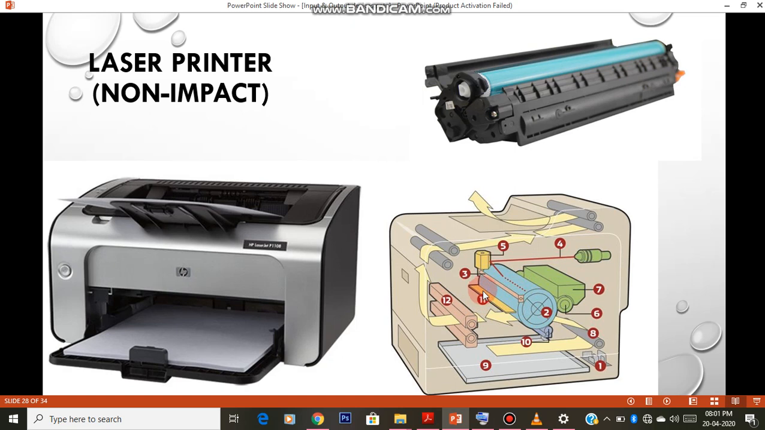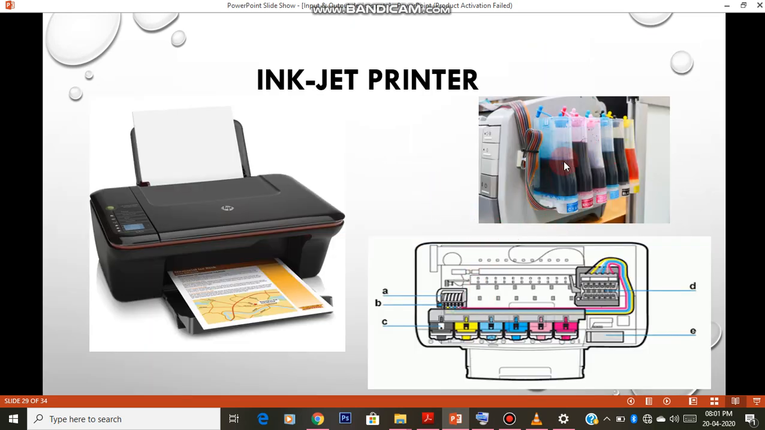And it's the same case in inkjet: from the ink tanks the ink will be taken, and it is sprayed on the paper here and there, depending on the print command we have given. So this is the example for an inkjet printer.